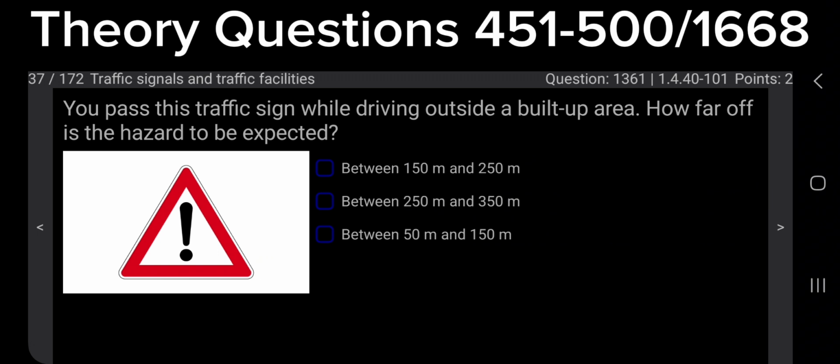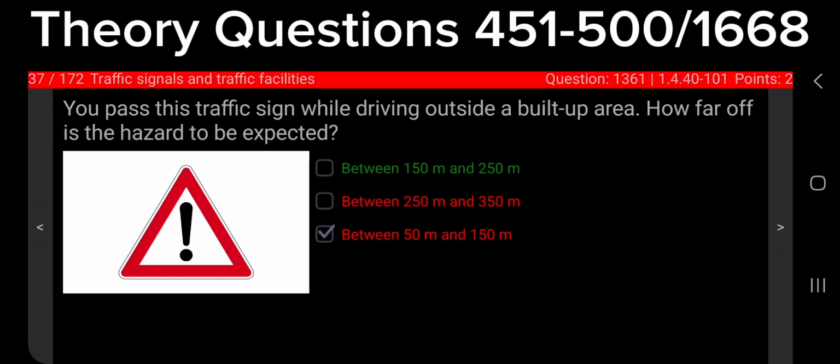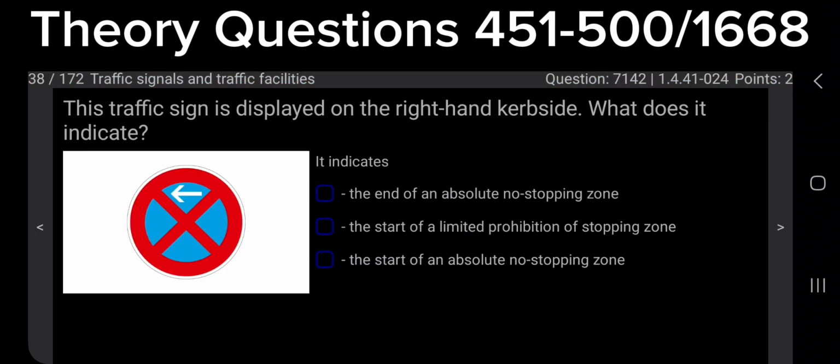You pass this traffic sign while driving outside a built-up area. How far off is the hazard to be expected? Between 150 m and 250 m. Between 250 m and 350 m. Between 50 meters and 150 m.